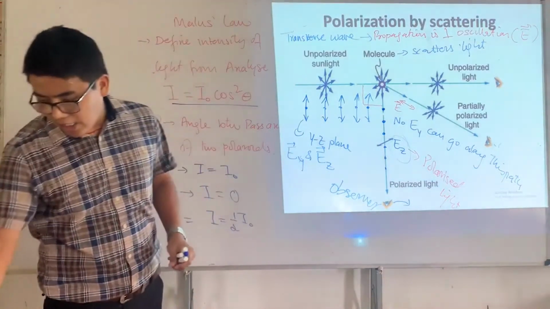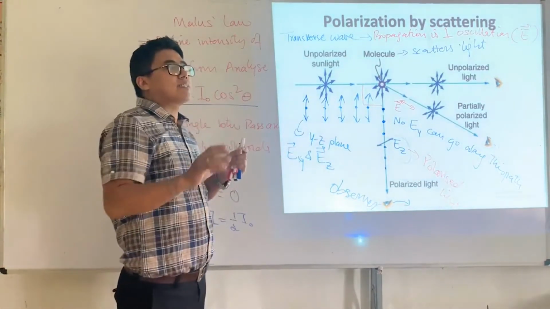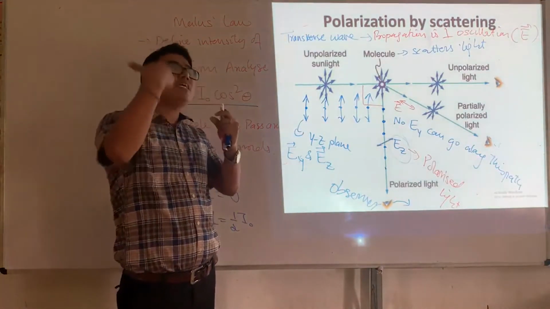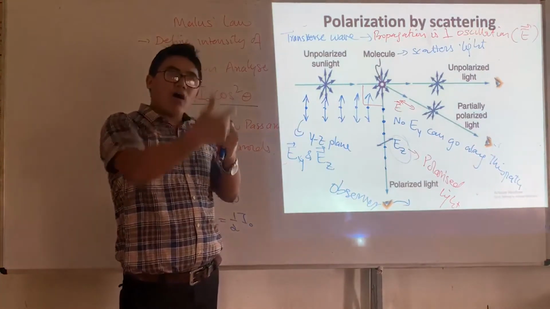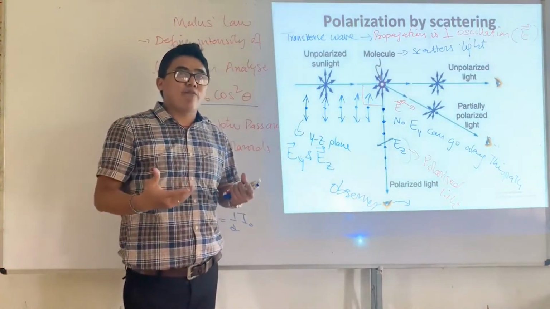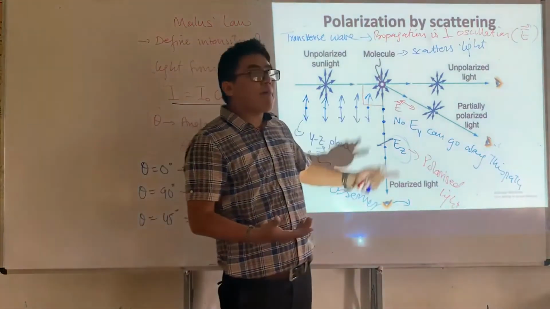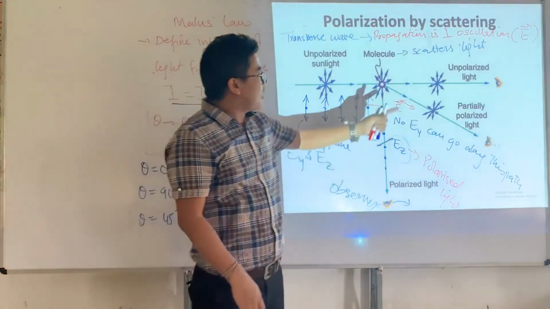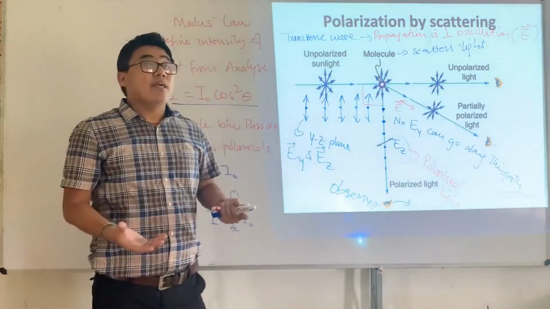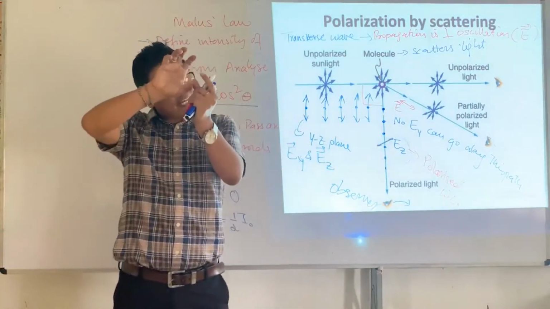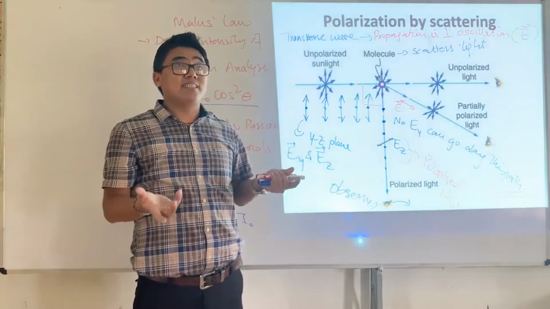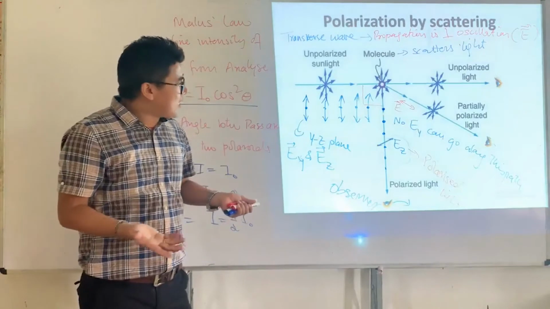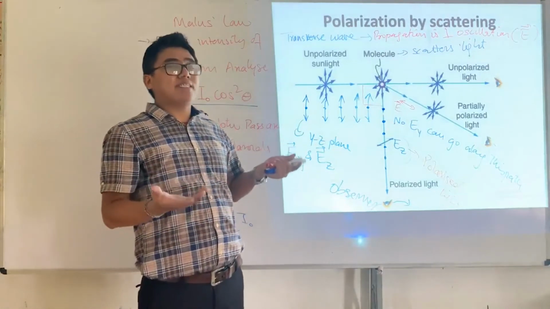So I have told you that when you observe sunlight, when you observe scattered light, and if you rotate this, you see a variation of the intensity of light. Why? Because scattered lights are normally partially polarized lights. So when you rotate it, there is a change of intensities. If it is unpolarized light, when you rotate a polaroid, there is no change in the intensity. So that shows that scattered lights could be partially polarized lights.